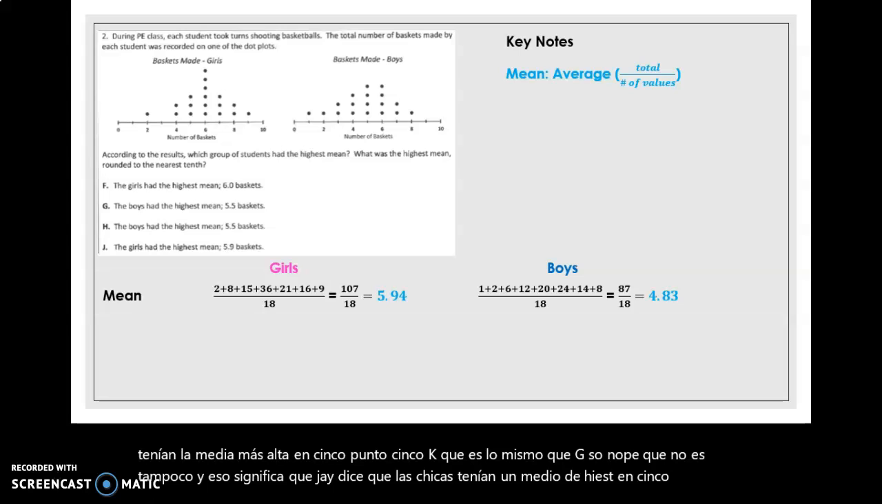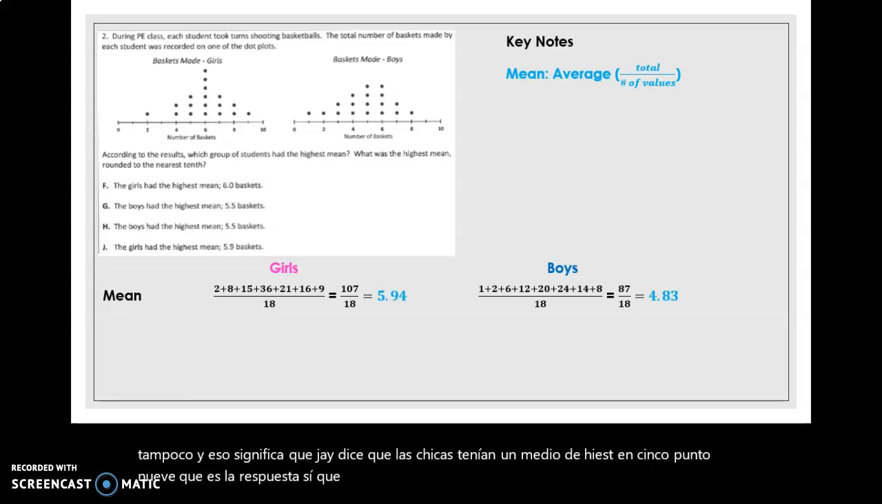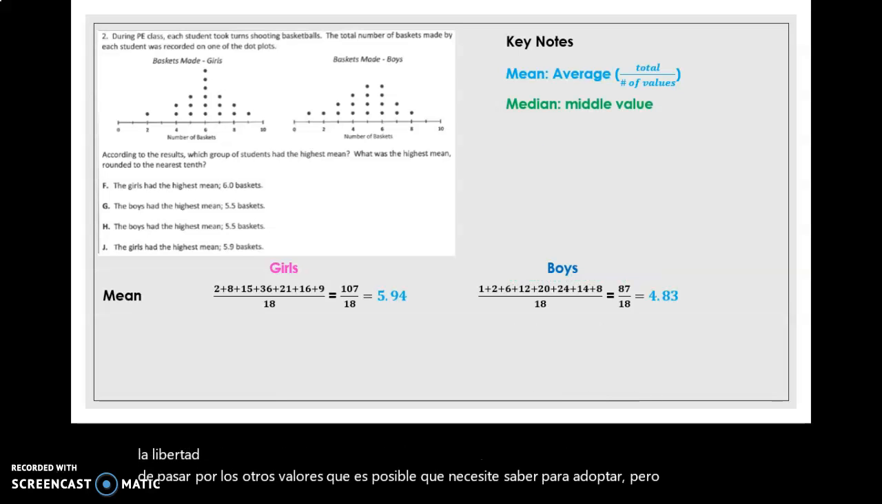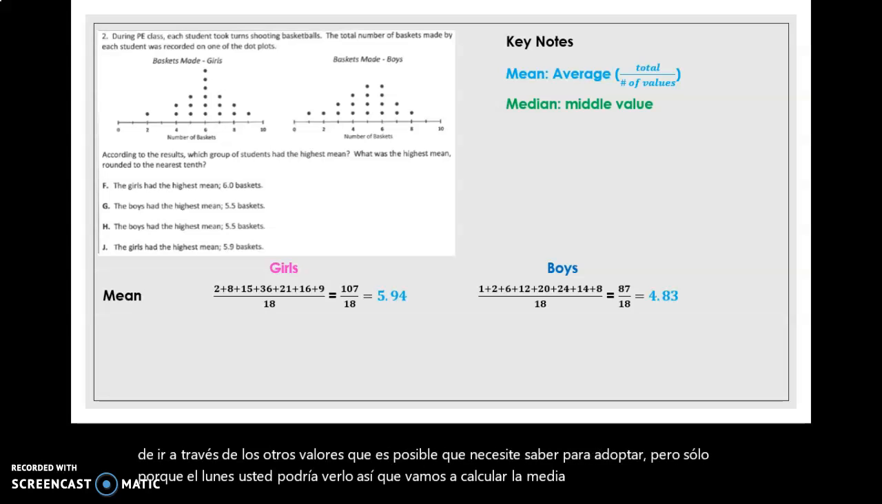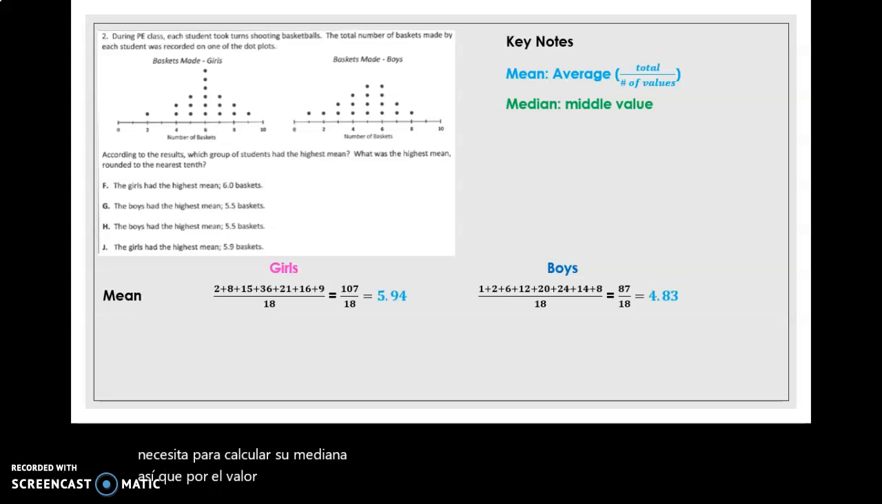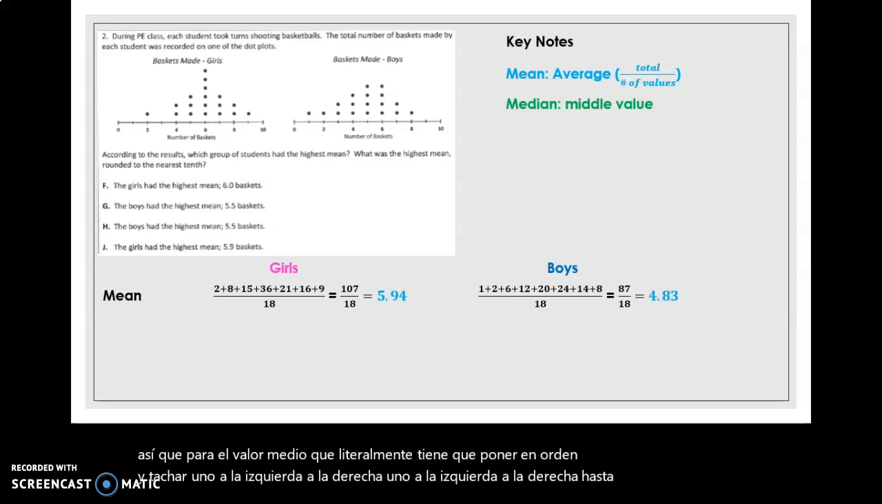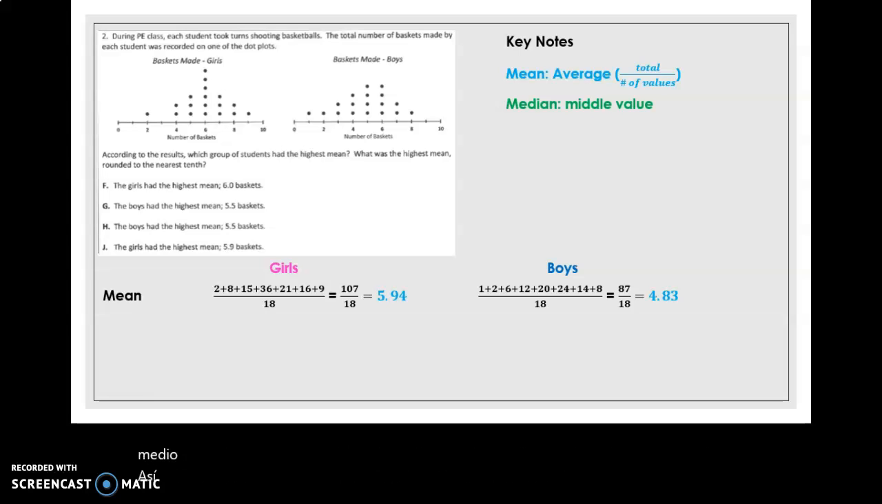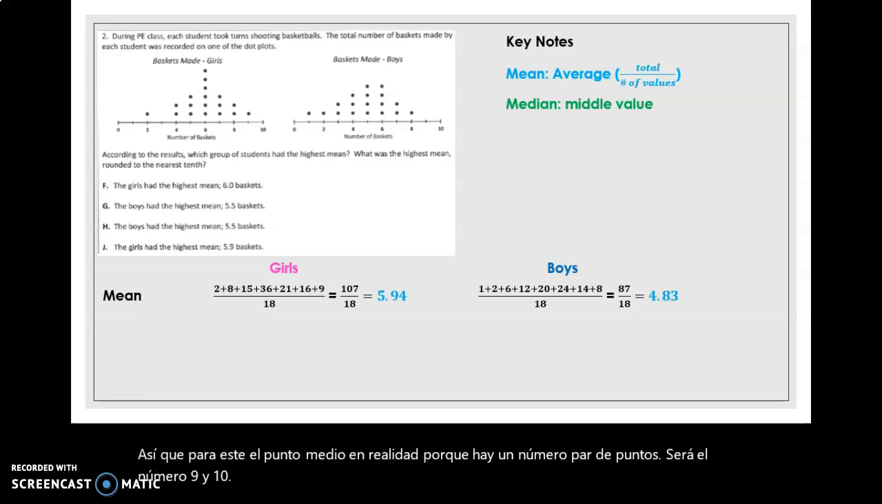So we can already see it. But I took the liberty of going through the other values that you might need to know for a dot plot, only because on Monday you might see them. So that's calculate mean. The next thing you need to calculate is median. For the median value, you literally have to put them in order and cross out one on the left, one on the right, one on the left, one on the right, until you get to the middle dot. For this one, because there's an even number of dots, it's going to be the number 9 and 10 dot that are going to be left in the middle.